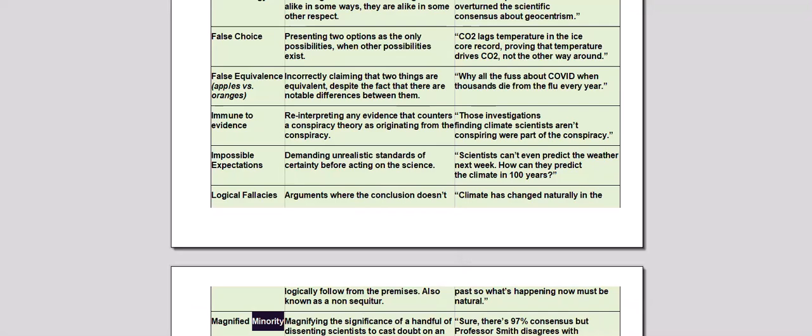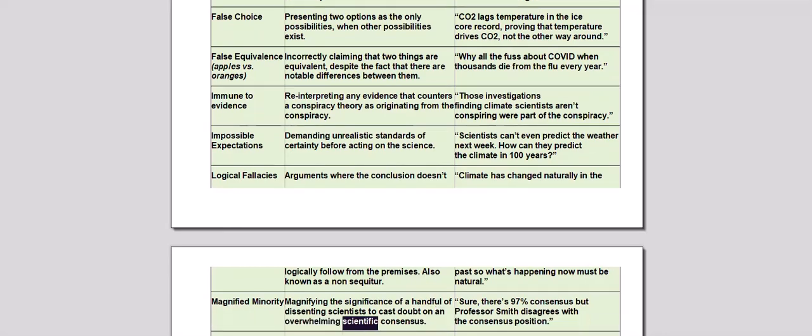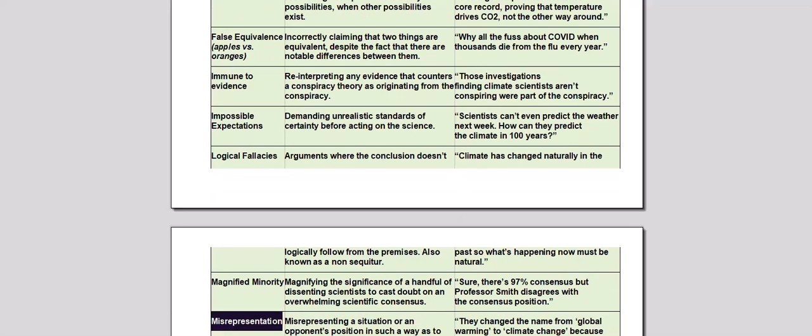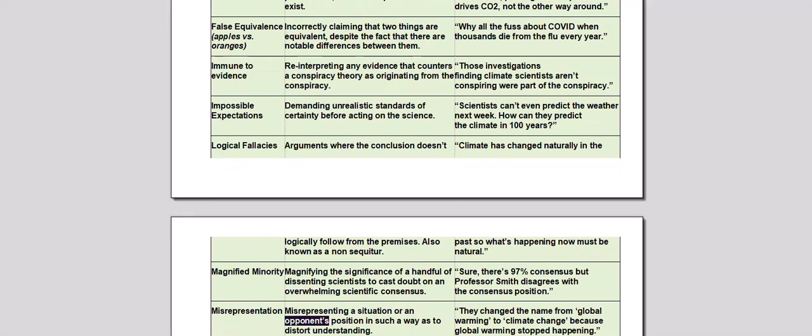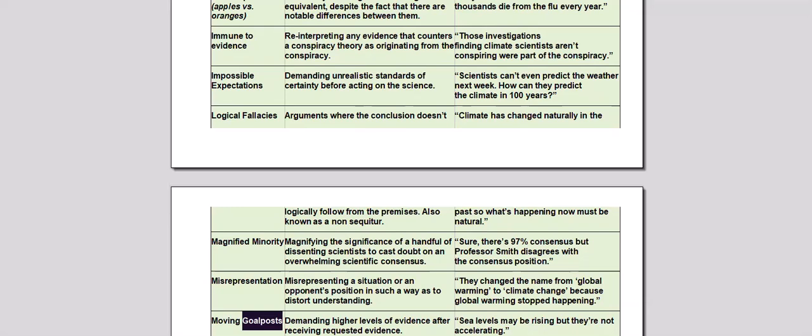Magnified minority: magnifying the significance of a handful of dissenting scientists to cast doubt on an overwhelming scientific consensus. Sure, there's 97% consensus, but Professor Smith disagrees with the consensus position. Misrepresentation: misrepresenting a situation or an opponent's position in such a way as to distort understanding. They changed the name from global warming to climate change because global warming stopped happening. Moving goalposts: demanding higher levels of evidence after receiving requested evidence. Sea levels may be rising, but they're not accelerating.